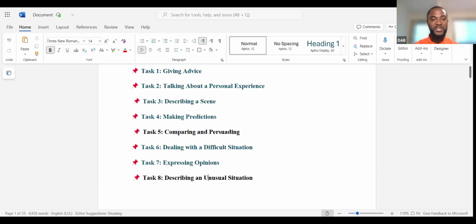I will try as much as possible to complete half for today. So if you are able to complete task 1 to task 4, then tomorrow we can complete task 5 to task 8. But for now, let's go through each and every task.